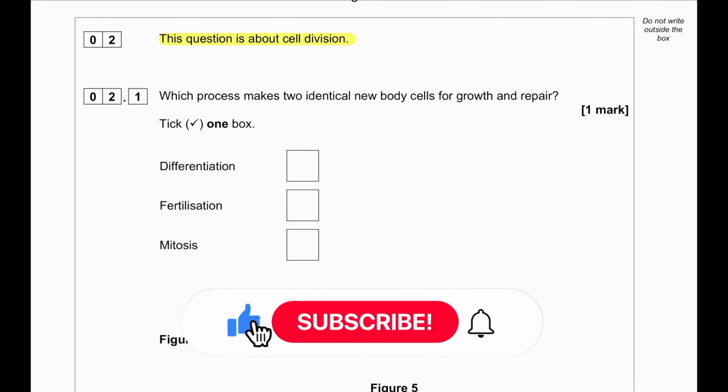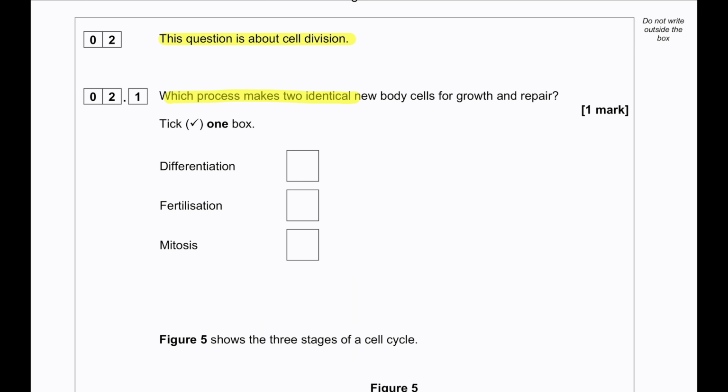This question is about cell division. Which process makes two identical new body cells for growth and repair? When making identical cells, the process will be mitosis. So it will be mitosis. So let's look at the other options.